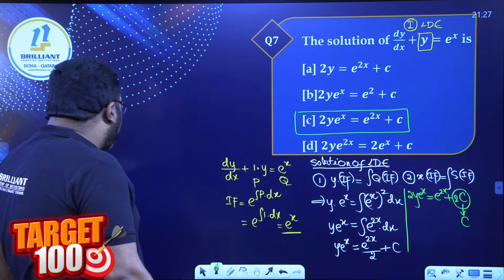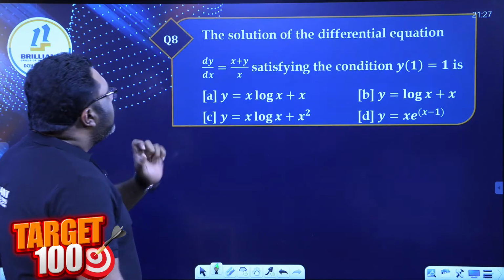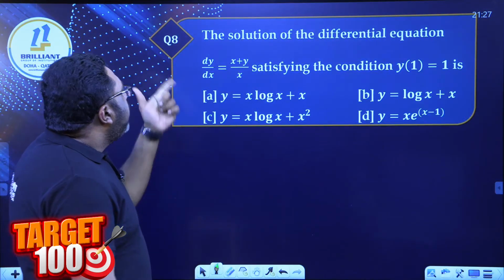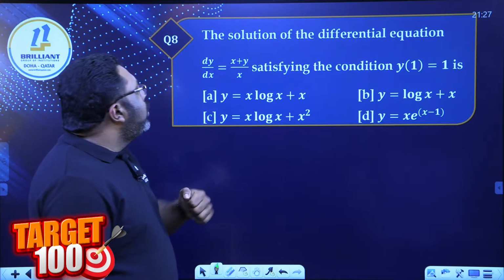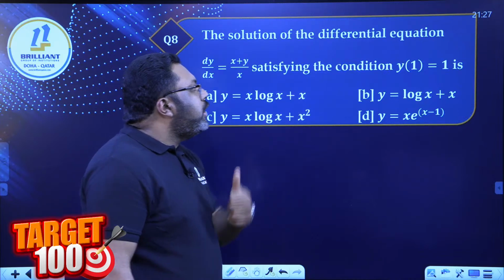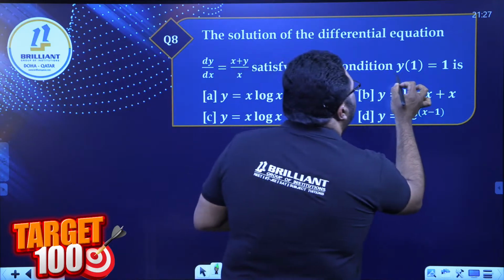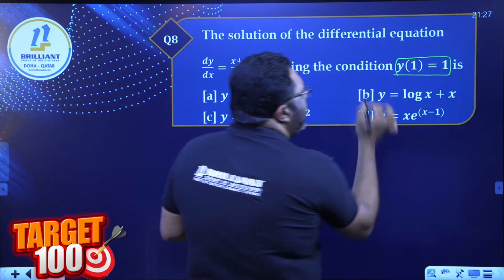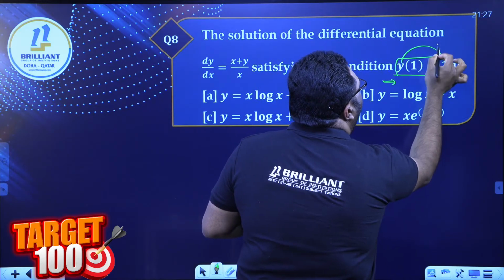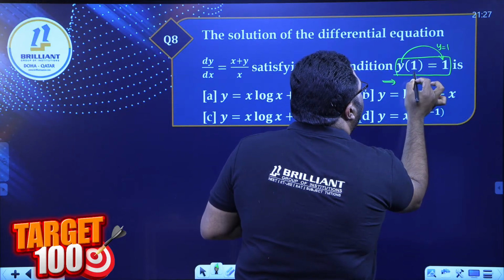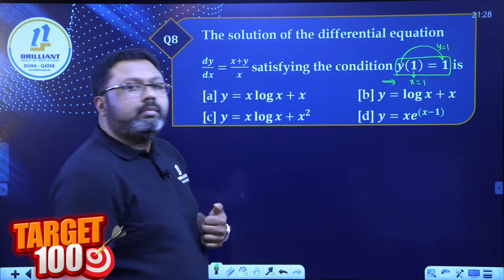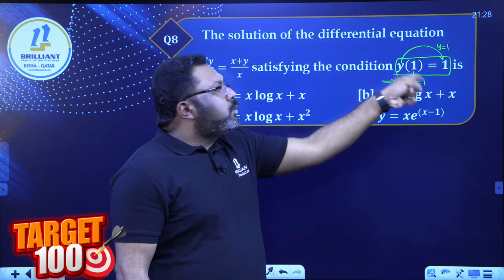Okay? Moving on with the questions now. Listen carefully. Again, solve the differential equation dy by dx is equal to x plus y by x, satisfying the condition y of 1 equal to 1. What is the meaning of this? This means that y is equal to 1 and x is also 1. It simply means y is 1, x is 1.